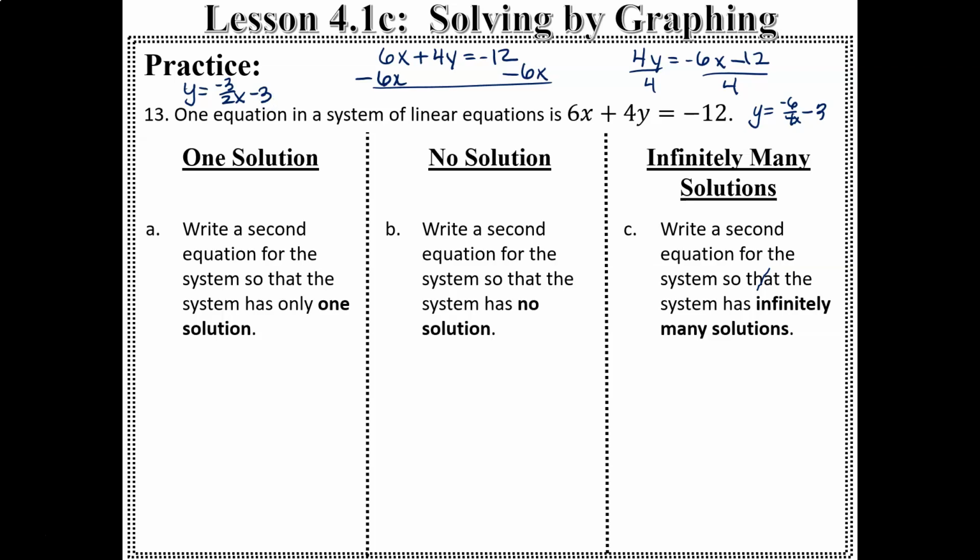One solution, all I have to do is have something with a different slope. So if I put y equals 2x plus 9, I just need a different slope. Write a second equation for the system so that it has no solution. So I would use the same slope, but a different y-intercept. You could have lots of different answers here. And infinitely many solutions, you can only have one. So same slope, same y-intercept. Okay, that's all we have for now.